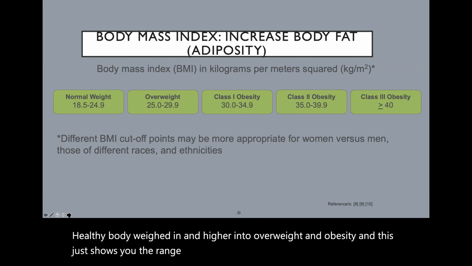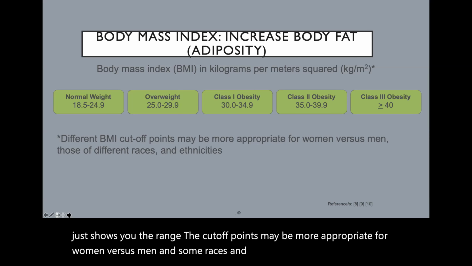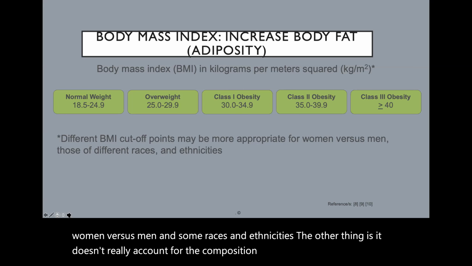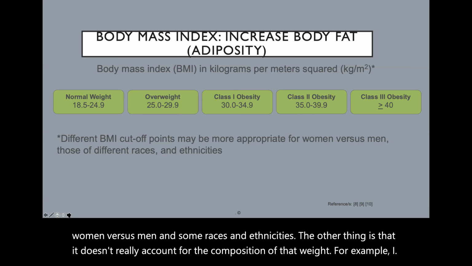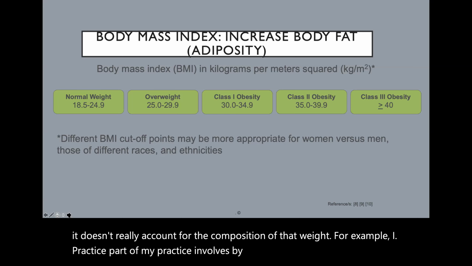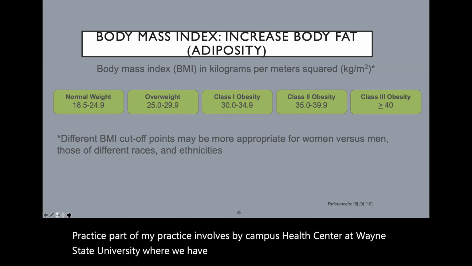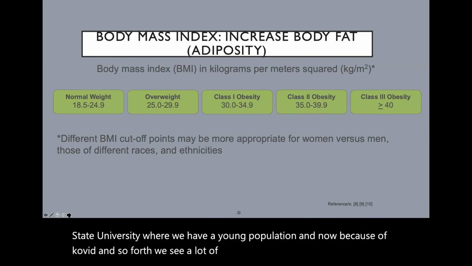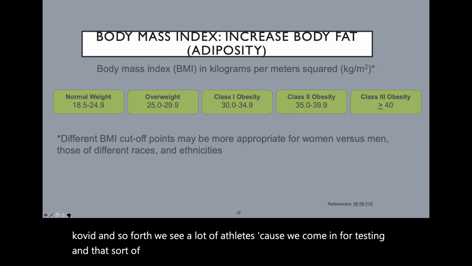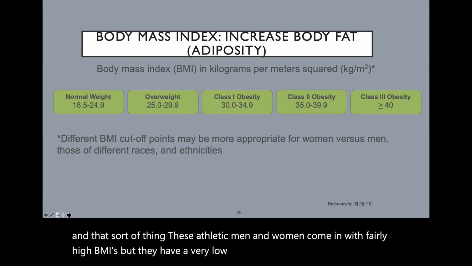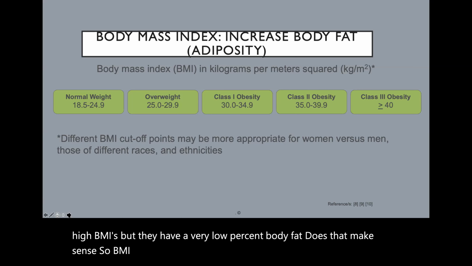The cutoff points may be more appropriate for women versus men and some races and ethnicities. The other thing is that it doesn't really account for the composition of that weight. For example, part of my practice involves the campus health center at Wayne State University, where we have a young population. And now because of COVID and so forth, we see a lot of athletes because they come in for testing and that sort of thing. These athletic men and women come in with fairly high BMIs, but they have a very low percent body fat. Does that make sense? So BMI is pretty crude. You've got to be careful about that.